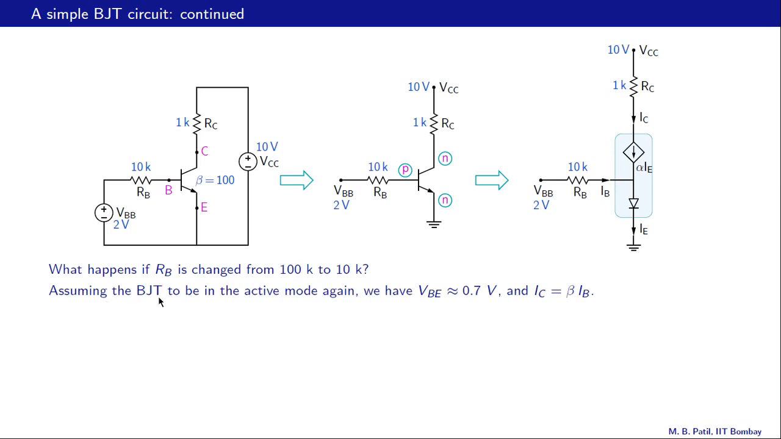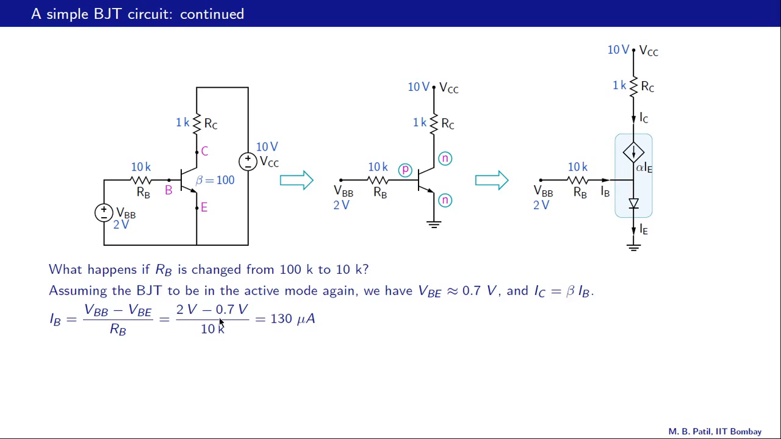First, assume the BJT to be in the active mode again. So we have VBE equal to 0.7 volts and IC equal to beta IB. No difference, same as what we saw earlier. IB is of course different now because our RB is different. IB is VBB, 2 volts, minus 0.7 divided by 10K. This was 100K earlier, now it is 10K.